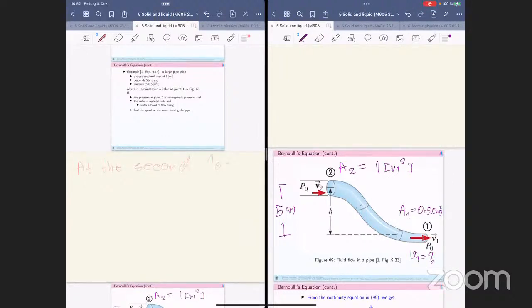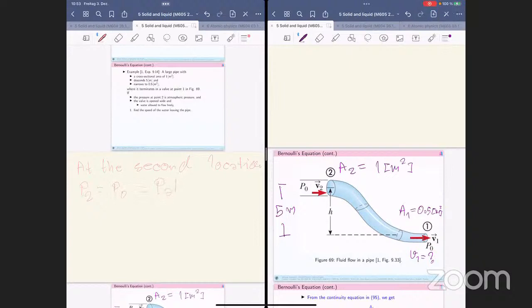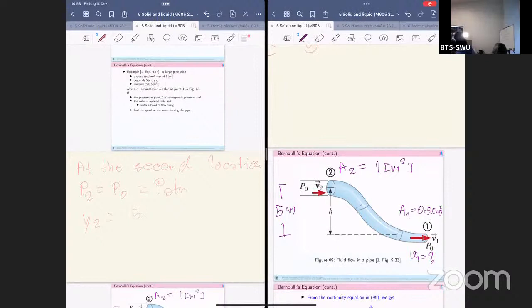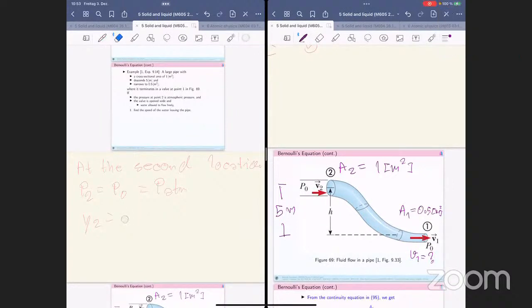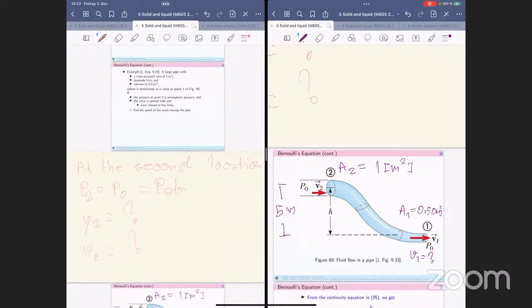At the second location, you have P2, which is P0, and it is PATM, right? And Y2, the height of Y2, is 5 meters. I don't know, but the difference between these two, right? And V2, velocity V2, is also unknown, right?